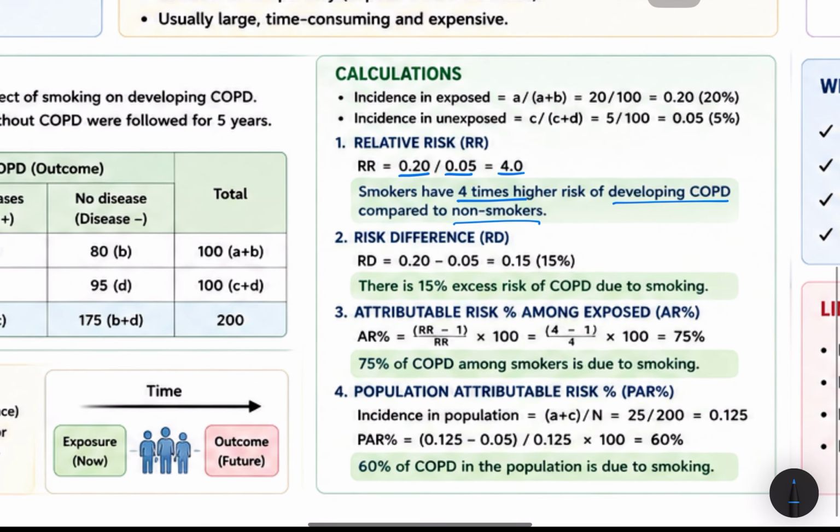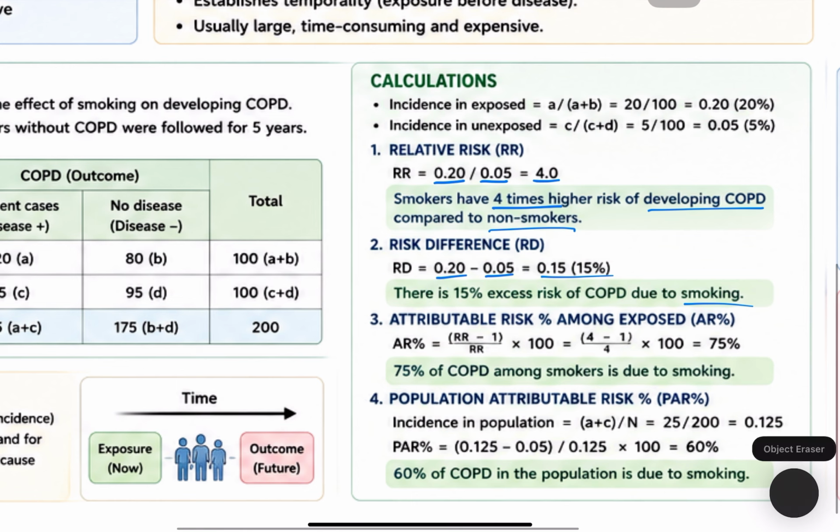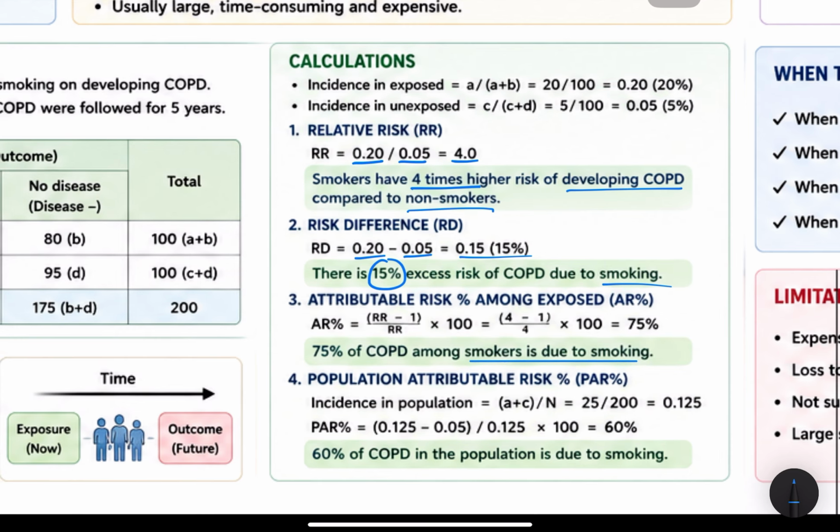Now let's talk about risk difference. It is incidence in exposed minus incidence in non-exposed, which is 0.15. There is a 15% excess risk of COPD due to smoking, so smoking increases the risk by 15%. That is its interpretation. Now, attributable risk among exposed. The attributable risk percentage is risk ratio minus 1 upon risk ratio, into 100. So we got 75% of COPD among smokers due to smoking. This is its interpretation.